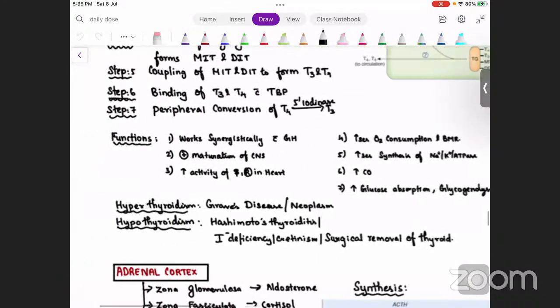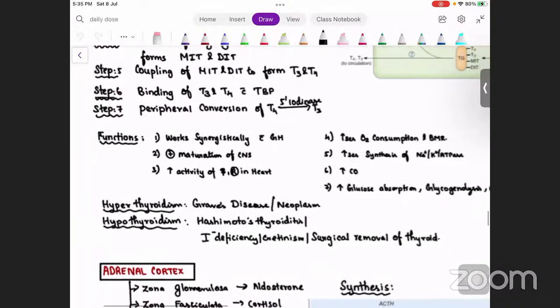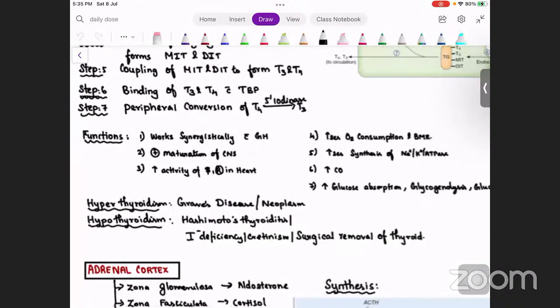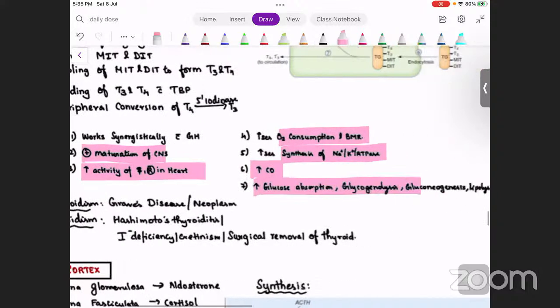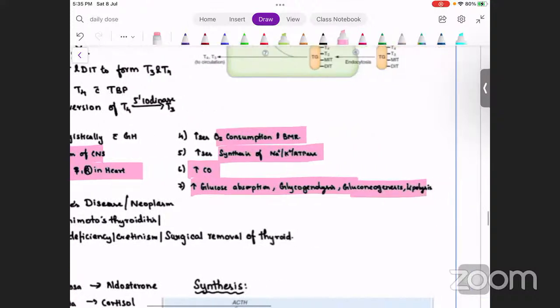Okay, and what are the functions of your thyroid hormone? It works synergistically with growth hormone for linear growth, and apart from that, it causes maturation of the CNS, increases the activity of beta-1 receptors in the heart, increases O2 consumption and your basal metabolic rate, increases synthesis of sodium potassium ATPase, increases cardiac output, increases glucose absorption, glycogenolysis, gluconeogenesis, and lipolysis.